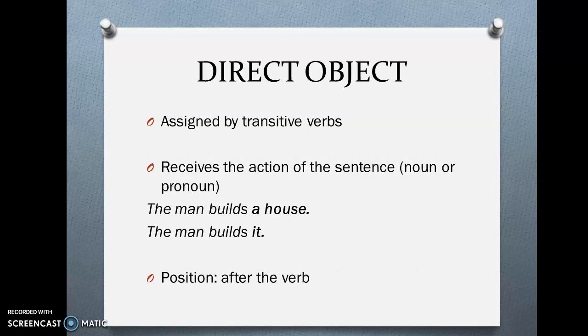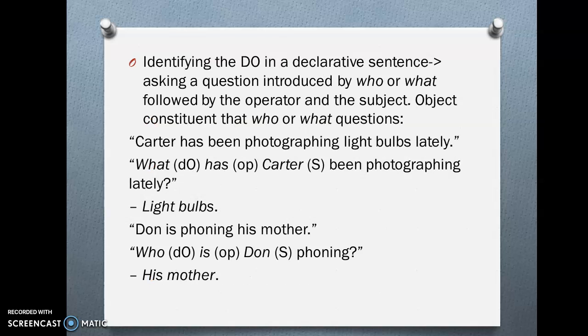We can always replace a direct object with a pronoun. And the default position for a direct object is after the verb. If we want to identify a direct object in a declarative sentence, we may ask a question introduced by who or what, followed by the operator and the subject. The object is going to be that constituent answering the who or what question.